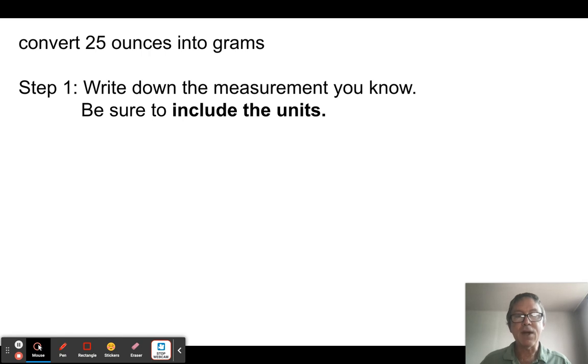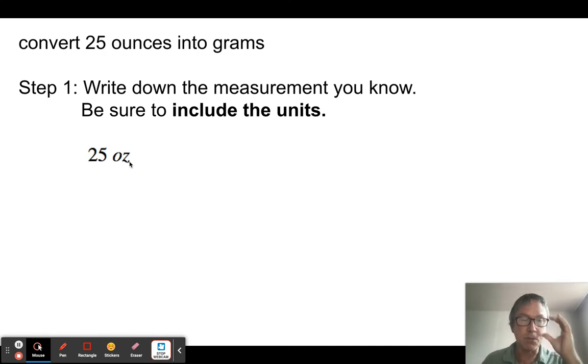First of all, I write down the unit that I want to convert, and I have to include the unit. So you can't be lazy with this. And on a FRQ, they'll take off points if you are lazy with this. You must write down the units. They're like the street signs that are going to guide you to the correct answer. So in this case, I want to get rid of ounces, I want to end up in grams, but I still want it to be the same amount of matter, right? So I write 25 and I write ounces.